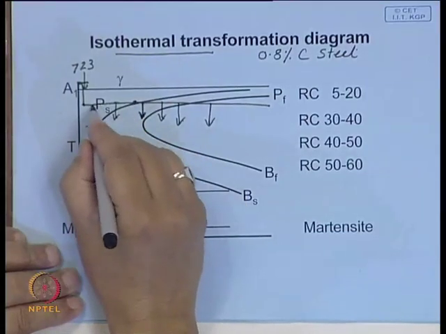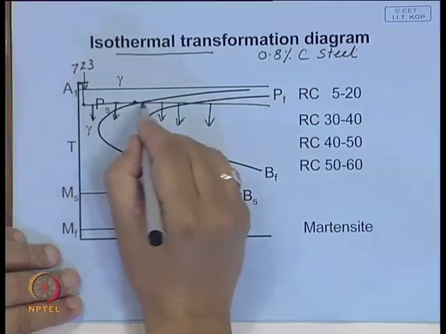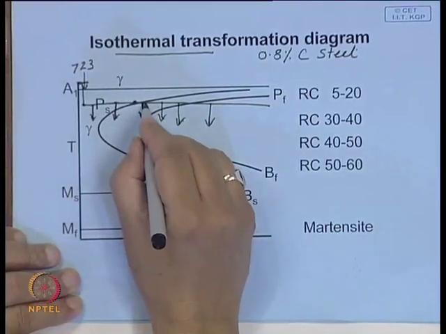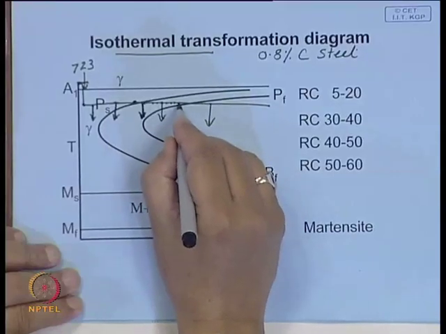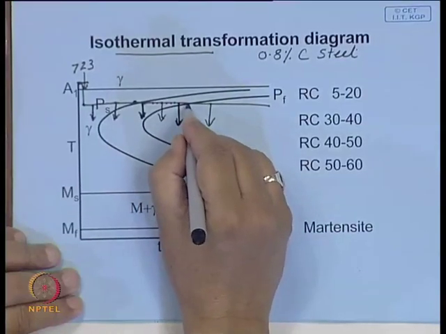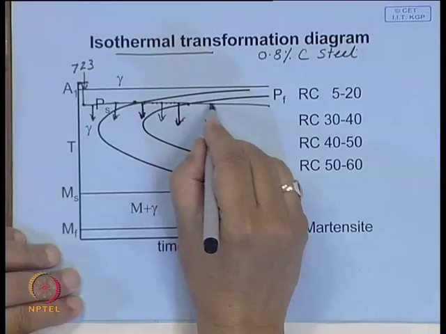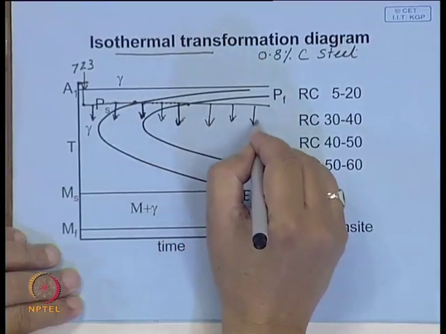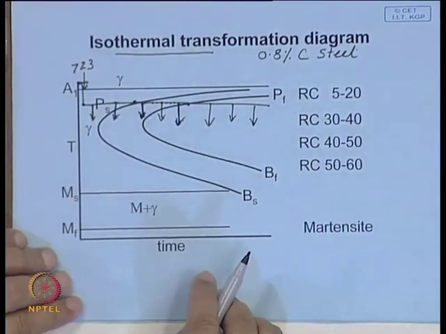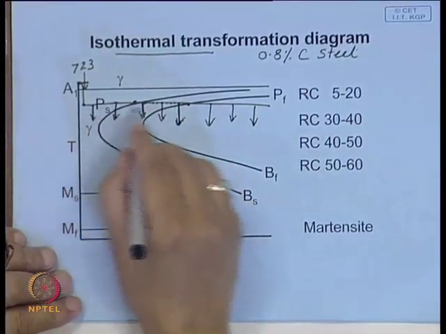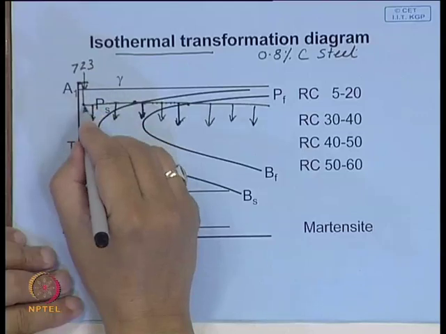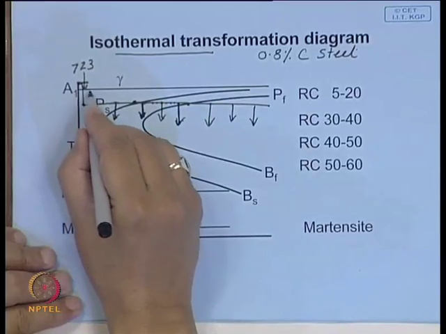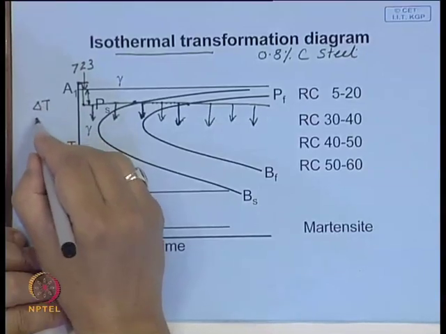You do not see pearlite if you quench from here, and then you start seeing pearlite from this point, the amount of pearlite goes on increasing with time, and somewhere here it reaches 100% pearlite, and after that if you go on quenching there is no change in structure. From this type of experiment what you can find is that when you cool it to a particular temperature there is a certain amount of undercooling. Let us say this undercooling is delta T.